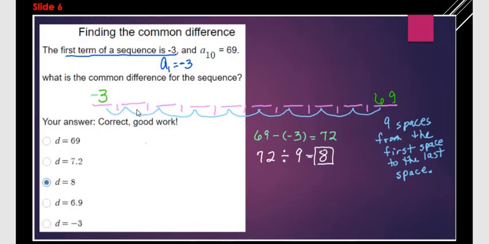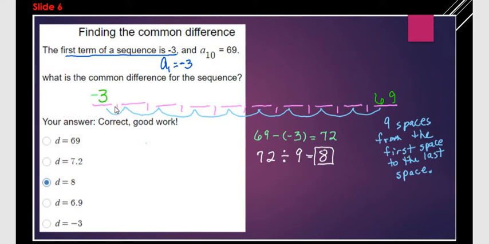Now slide number 6. You're going to find the common difference. The first term is a negative 3. You're going to go out 10 places, because I look at this right here, it says 10 places. So count 1, 2, 3, 4, 5, 6, 7, 8, 9, 10. Put this number right here in the 10th space. The common difference is a negative 3. Now I'm going to subtract the last term of 69 minus the first term and come up with 72.